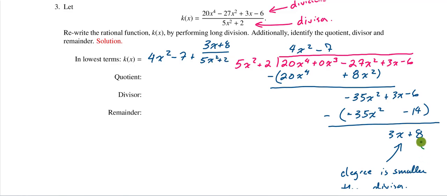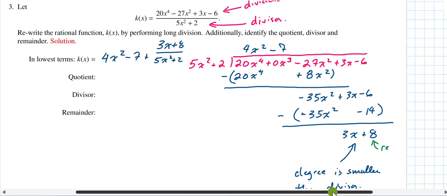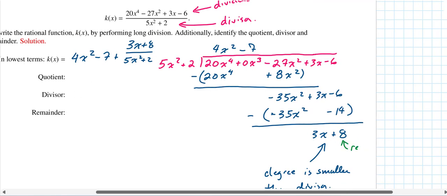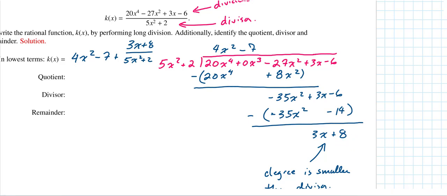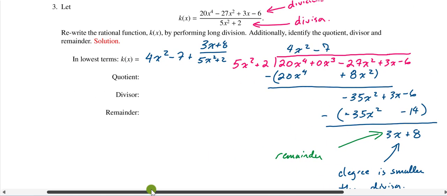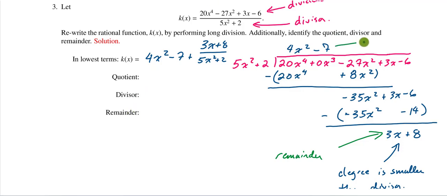So as a reminder, this is our remainder. And I'm going to run out of room as I try to write that, so let me put it over here. And then I just ask you, because we have all these parts here, I want you to identify the quotient, divisor, and remainder. So the quotient is the result of having performed the long division. So our quotient in this case is just the 4x squared minus 7. The divisor was what we originally divided by, 5x squared plus 2, and the remainder in this case is the 3x plus 8.